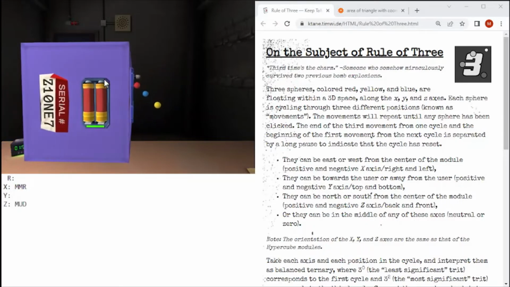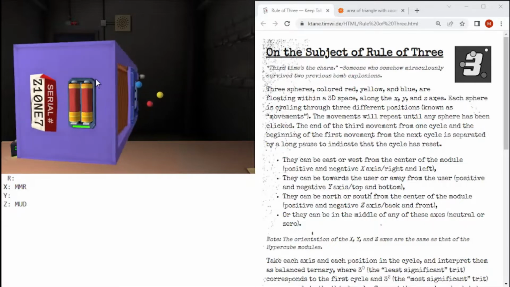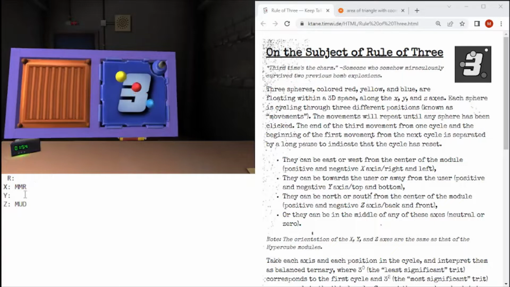And if we look from the side, here's the pause. Red is middle, down, middle. So we see it's middle, then very close to the module, then back in the middle of the three. So that was middle, down, middle. And then we just need to track this for all three of the spheres.